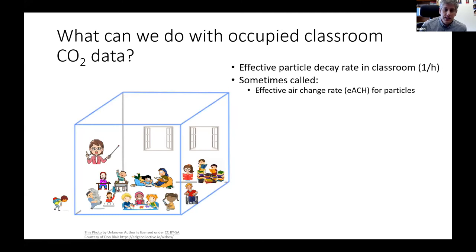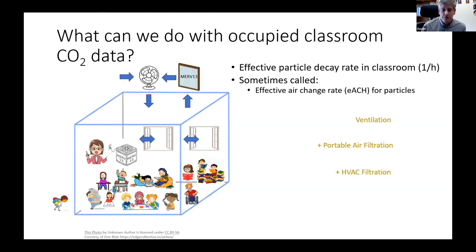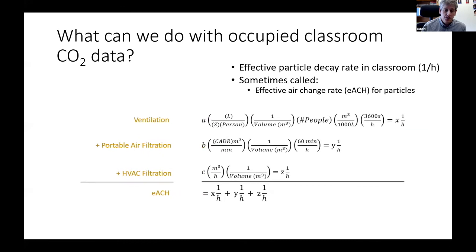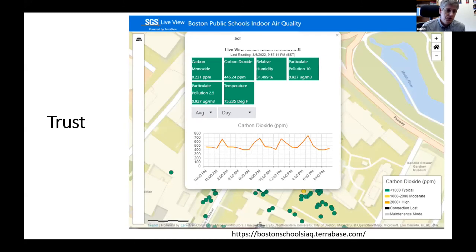What can we do with that data? If we do determine an effective decay rate, we can determine an effective particle decay rate. And this is the combination of the ventilation rate, any removal from portable air filtration, and any removal from central air filtration. And we can add these values up and determine our overall effective air change rate. I'm not going to spend much time there. I'm going to wrap up with 2 other things.